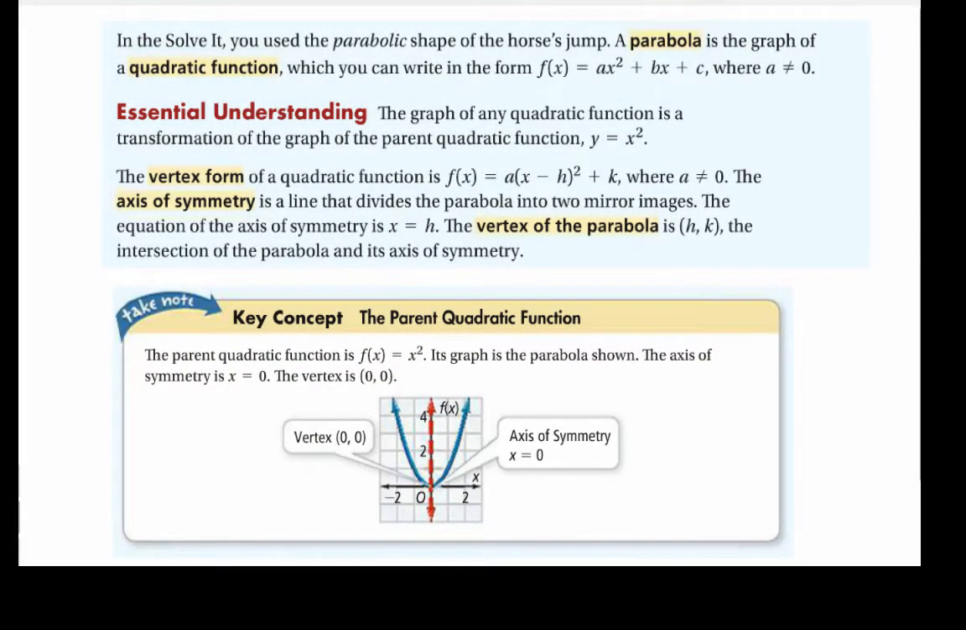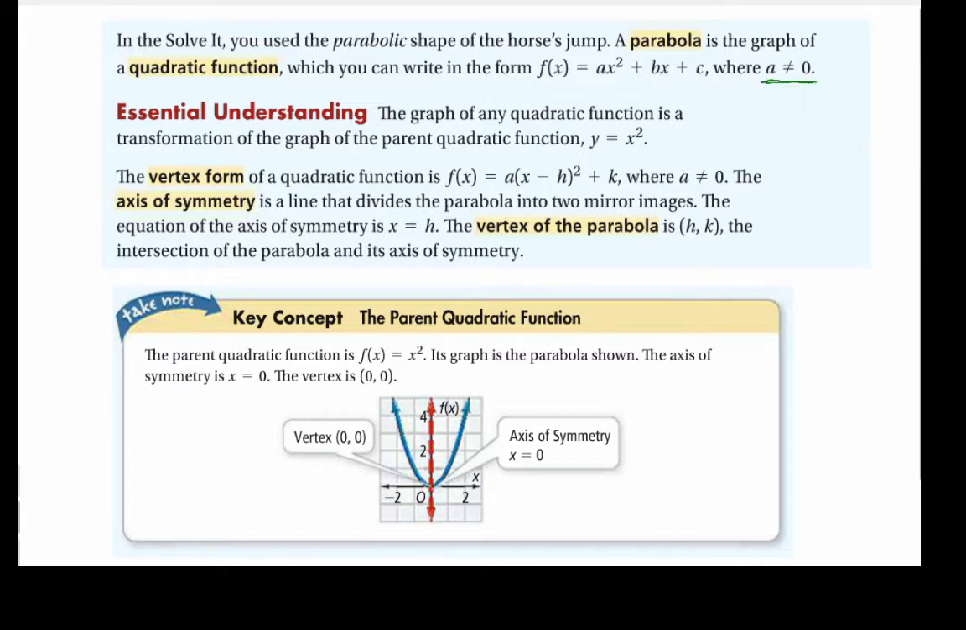So a parabola is what we call the shape of a quadratic function, the graph, okay? It's a U-shaped curve, and we can write the graph of a quadratic function in the form f of x equals ax squared plus bx plus c, where a cannot equal 0. Again, you're going to see this condition here of a cannot equal 0.